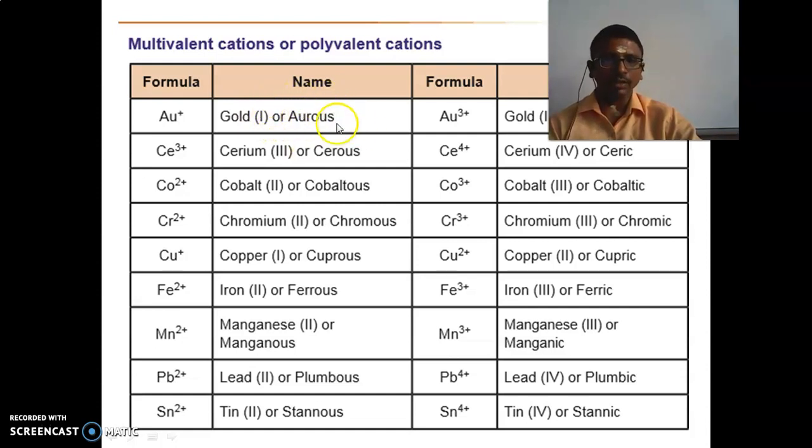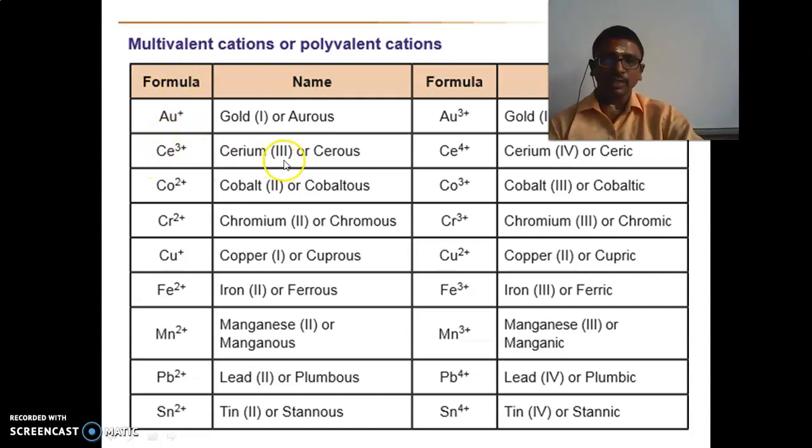Why do we write aurous? Because the valency is less. Gold has 2 valencies, that is plus 1 and plus 3. Plus 1 is the lower valency, so it ends with OUS. Here it is plus 3, the higher valency, so it ends with IC. So here gold 3. Gold 3 means the gold has valency 3, that is Au3 plus. Gold 3 or auric.